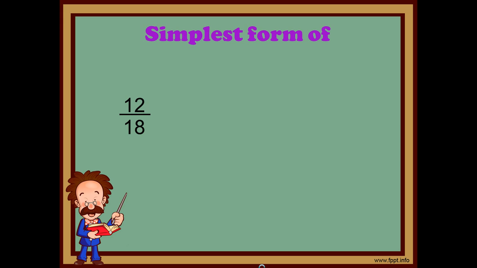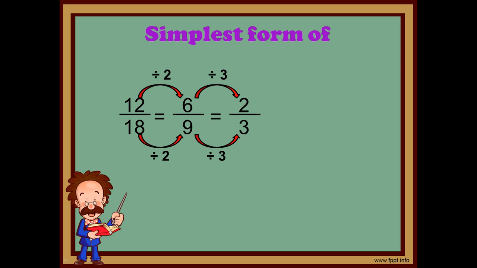Let's look at another example. 12/18. So I divide by 2, I will get 6/9. I divide by 3, I would get 2/3. So 12/18, in its simplest form, I can divide by 6. I would get 2/3.